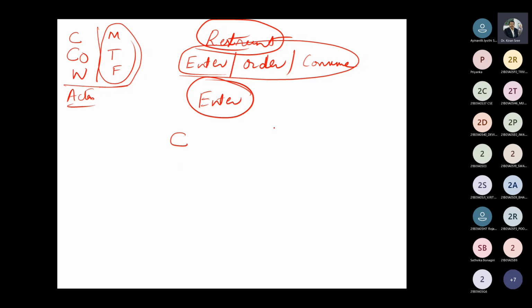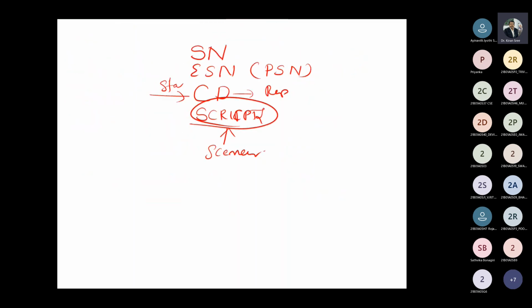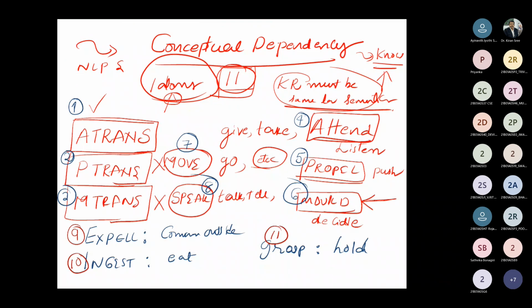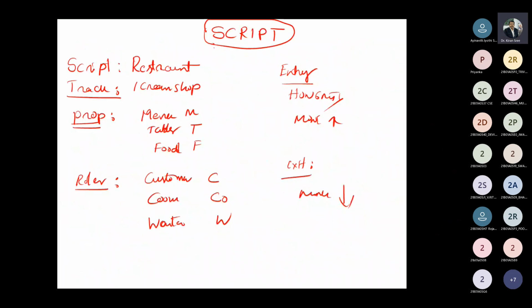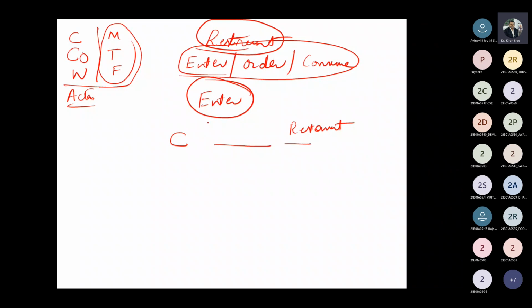Assume that the customer is C, somewhere into the restaurant. Assume that I'm at home and I went from home to the restaurant. What type of primitive do I have to use? Can somebody tell now? I went from my home to the restaurant. What is the primitive I have to use? Yes. Then whatever I wish to have, I need to only have PTRANS. I went to the restaurant.